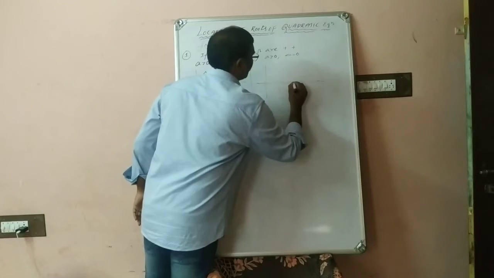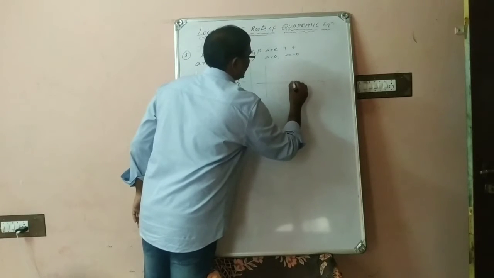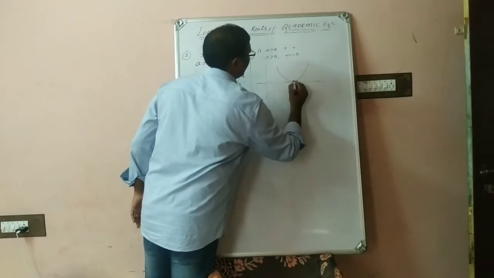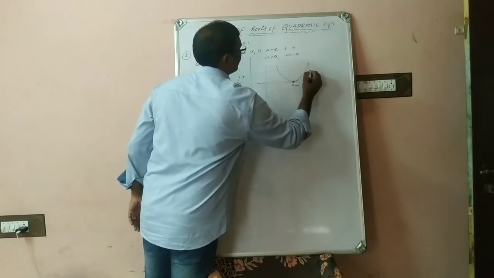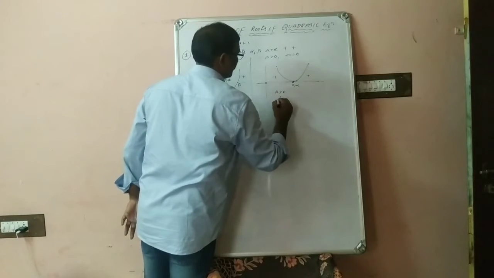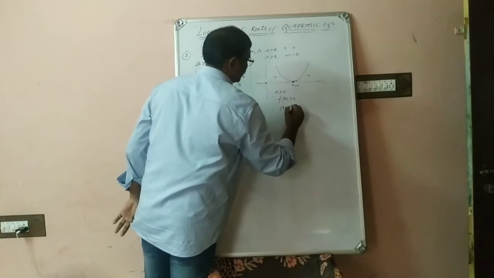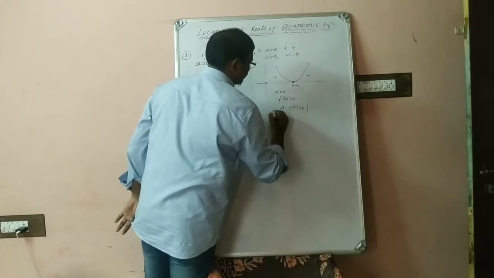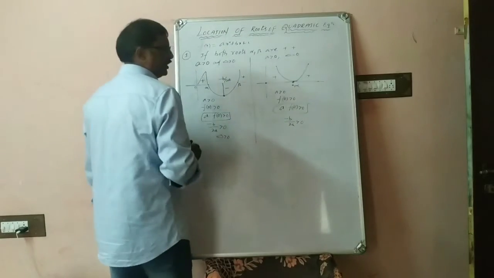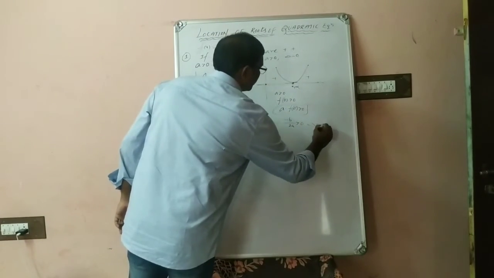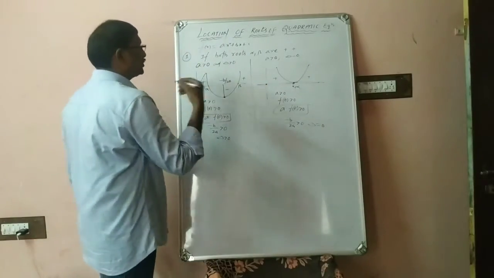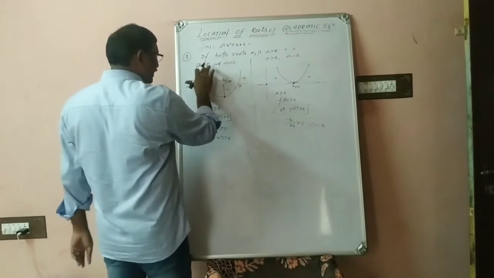That means both the roots are positive. Suppose alpha and alpha. In this case, the upward parabola will touch the x-axis at alpha comma alpha. By the wavy curve method, this is positive and this is also positive. So a is positive, f of 0 is also positive, so a into f of 0 is positive. What about minus b by 2a? Minus b by 2a is also positive in the case of delta equal to 0. So both the roots are positive when a is positive.